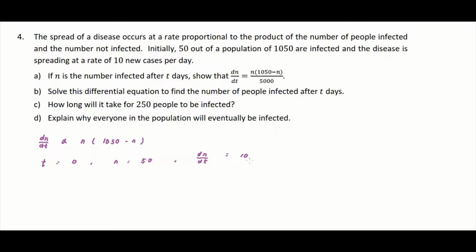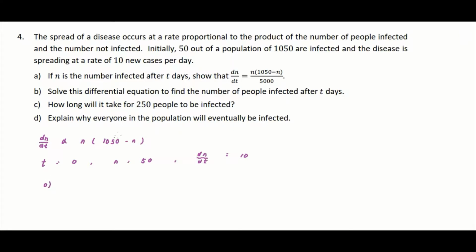So your dN/dt, the rate of change of the number of people infected, is equal to 10. You might wonder what the 10 is for. It's the number you substitute in at the start. N equals 50 and dN/dt equals 10 refer to when time is equal to 0, which in this case is day 0 when you start your investigation.